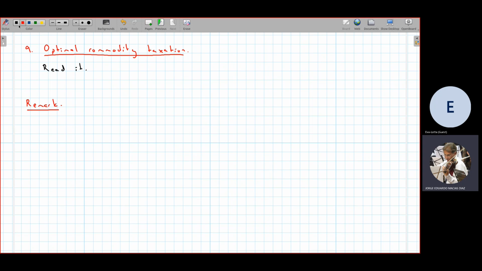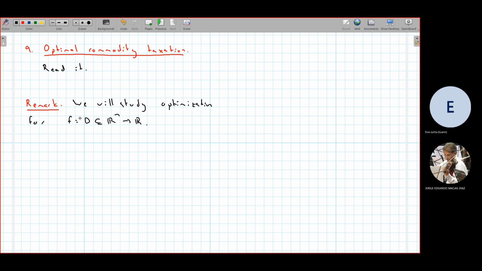We know that we are going to study optimization problems, for functions that go from some set of R^n into R. So all the problems that we're going to talk about related to optimization in this course will be related to this type of functions. Okay, so what do we want to know? What do we want to do?